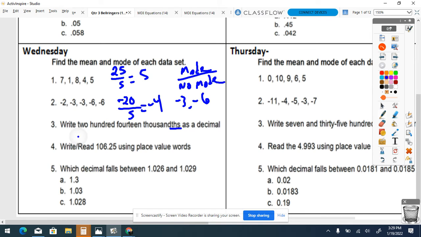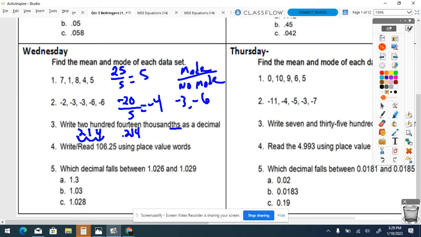All right, so based on our number chart, we know thousandths is the third one because it goes tenths, hundredths, thousandths. So I need 3 numbers. Then it says 214. Well, let's try it. 214 fits perfect in there. So that's my number. Decimal 214, and that would be 214 thousandths. Right? Number 4, write 106.25 using words.